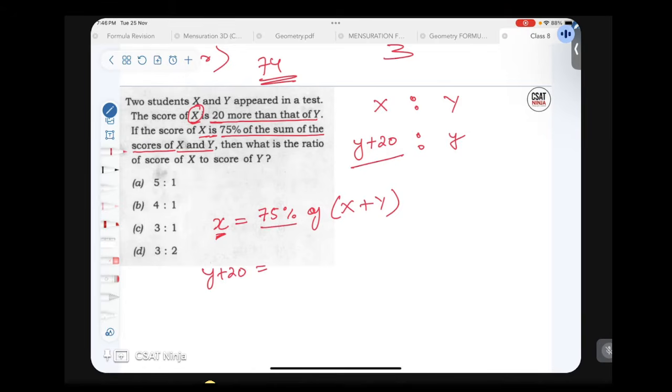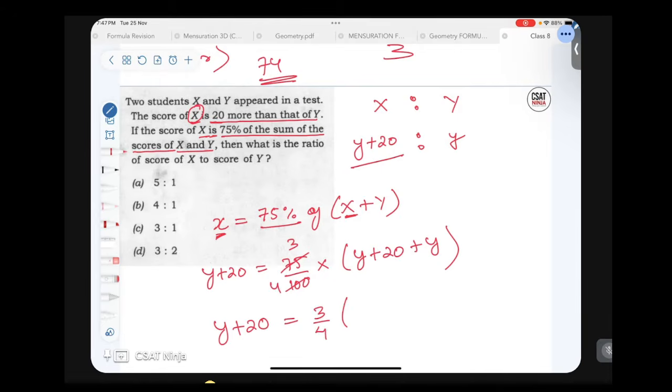And can I write 75% like this? 75 divided by 100, because I'm converting from percentage to fraction. I'm just dividing by 100 there. Of means into. Remember one thing, the score of X is nothing but Y plus 20. So which means Y plus 20. What's the score of Y? Y's score is Y only, plus Y. So if we simplify this, Y plus 20 is equal to 25, 3 5s are 15, 25 4s are 100. That means 3 by 4 is what we have, into Y plus Y. We have Y 2 times. That means Y plus Y will give us 2 times Y plus 20.